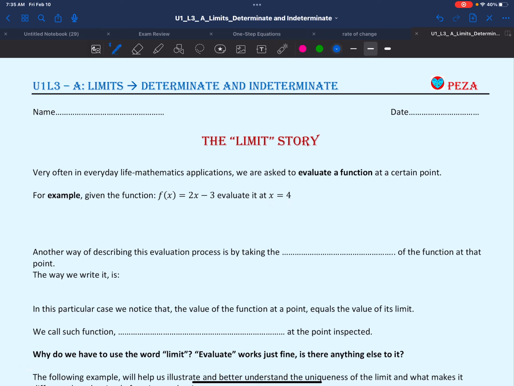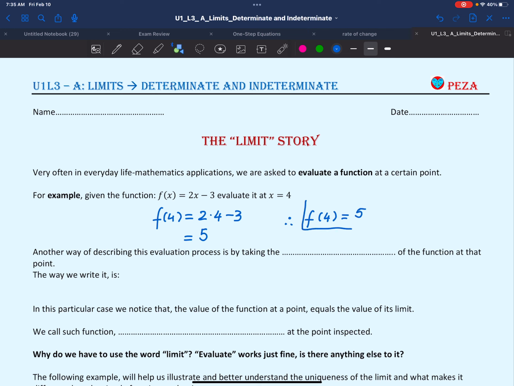So what that means is we're trying to find f at 4, which means that on the other side of the equation, wherever we see x, we replace it by 4, and then we evaluate. We have 2 times 4, 8 minus 3, 5. Therefore, we're going to say that the value of the function at 4, or f of 4, equals 5.